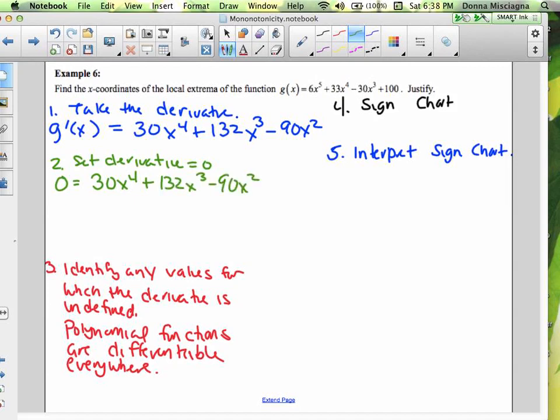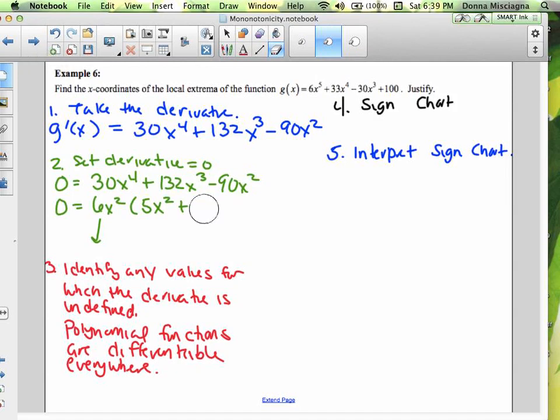And these are divisible by 6x squared. I can pull a 6 out of 30. 132 is divisible by 6, as it would go in 22 times. And so is 90. And that's going to be the greatest common factor, because I'm going to be left with a 5, a 22, and a 15. They don't have anything in common altogether anyway. So we have 0 equals 6x squared times 5x squared plus 132x minus 90. I'm just going to do that, and then we will factor the rest.